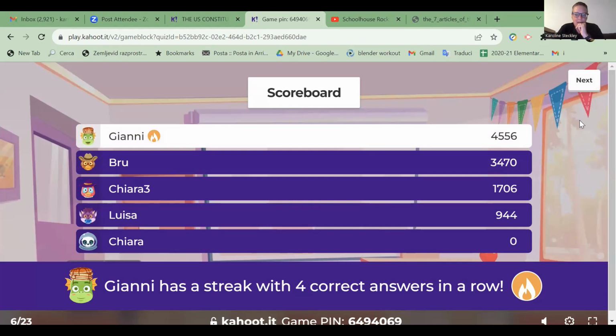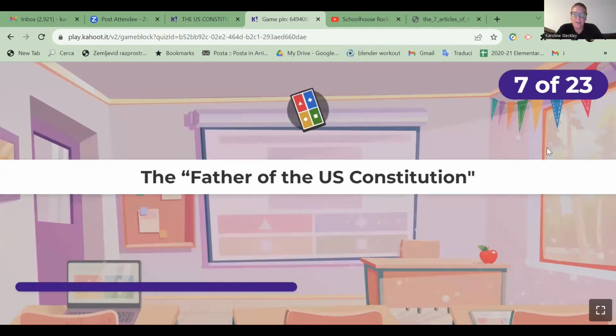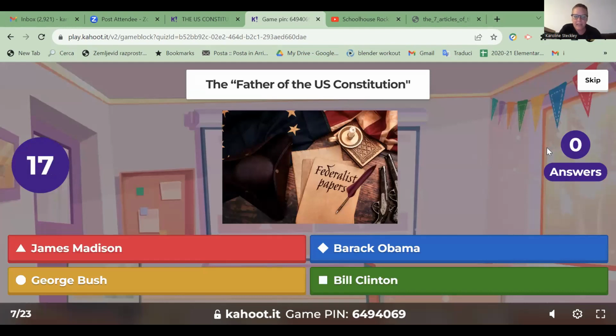All right, look at that. Johnny has a streak with 4 correct answers. Super good. Quiz. The father of the U.S. Constitution. Is it James Madison, red; George Bush, yellow; Barack Obama, blue; or Bill Clinton, green?